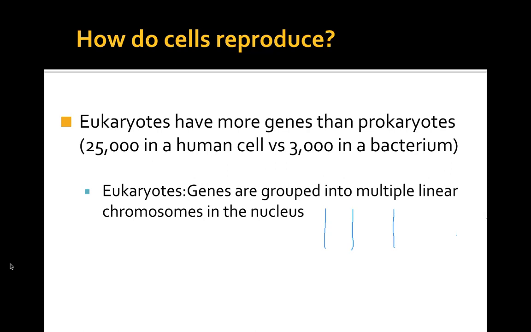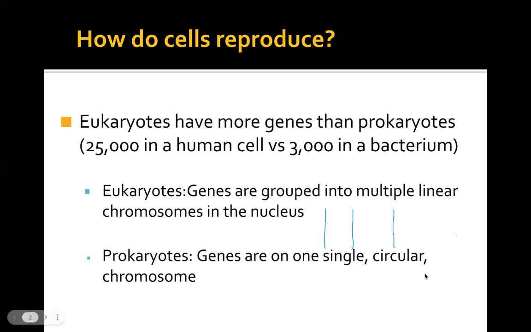We can contrast that with DNA in a prokaryote. Because they have less DNA, they don't need multiple chromosomes. Instead, their DNA is organized into just one single circular chromosome. So they have just one chromosome, organized into a circle shape like this. So eukaryotes have many linear chromosomes, and again, chromosomes are DNA, whereas prokaryotes have only one circular chromosome.